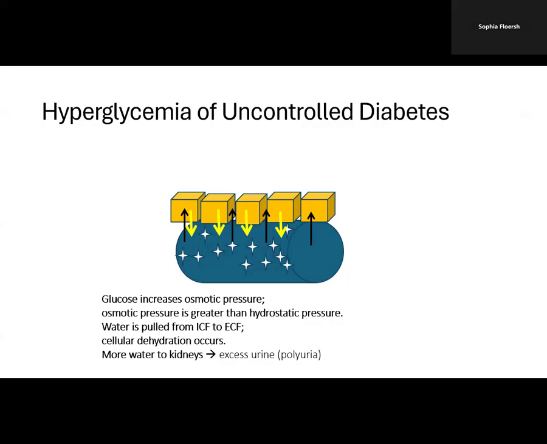More water to the kidneys. Because it's in that all extracellular space and since it's going potentially in the vasculature, it causes excessive urine, polyuria. So that's kind of on a cellular scale. That's why patients with high glucose will end up peeing so much.